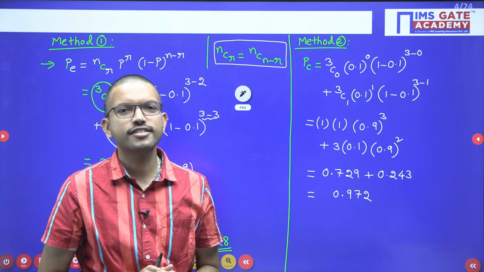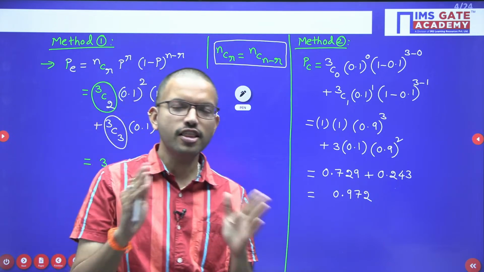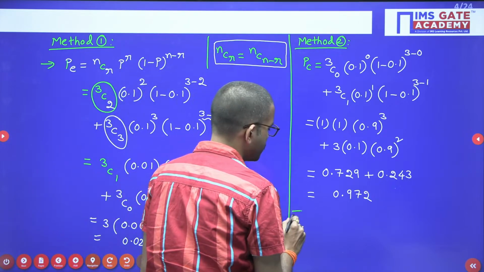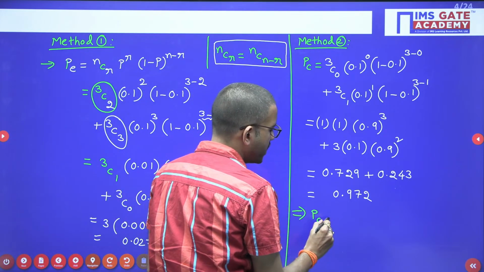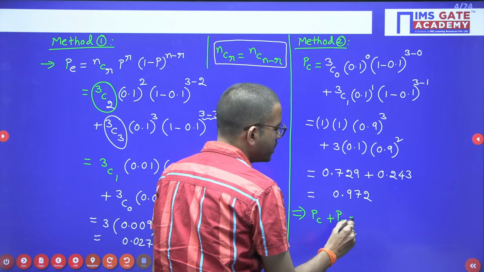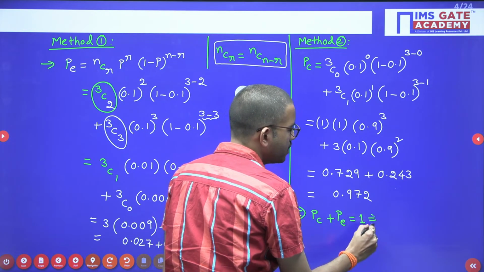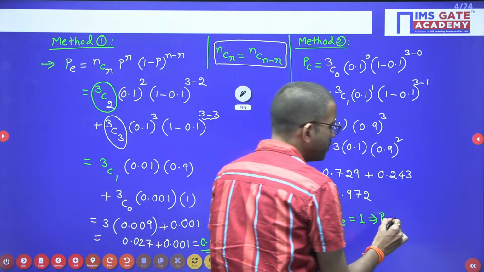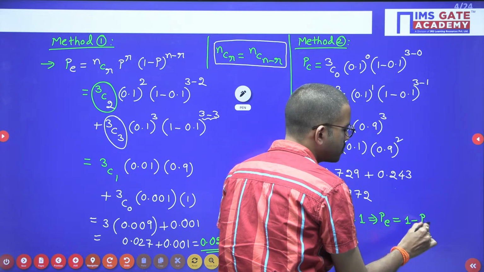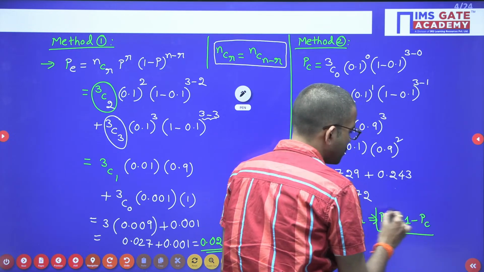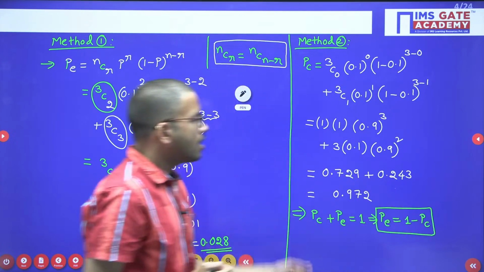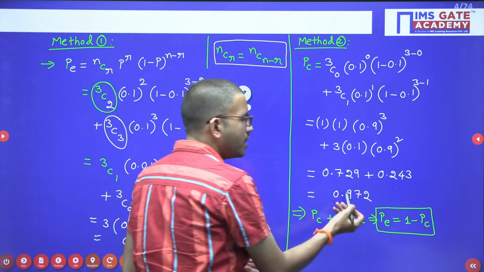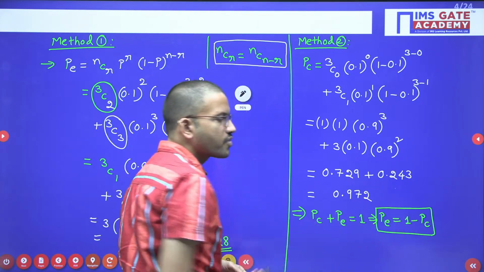I hope all of you can answer this question, right? Sum of all the probabilities is equal to 1. So probability of correctness plus probability of error is equal to 1. So from here we have to calculate probability of error. That means probability of error equals 1 minus the correct probability, 1 minus the probability for getting the correct value, right? So whatever value you got here, you can subtract from 1.